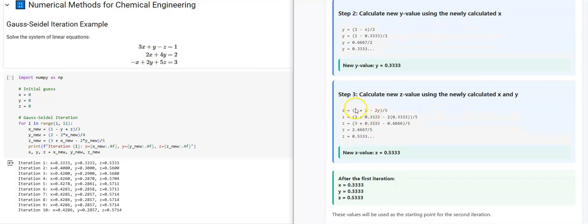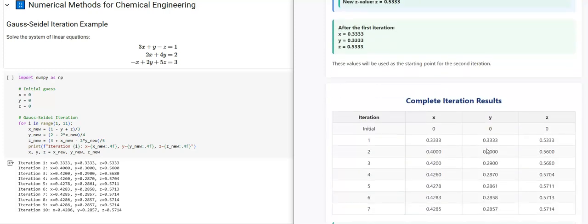Now using the new x and new y, I am going to calculate z. So z is equal to (3 plus x minus 2y) by 5. So (3 plus 0.3333 minus 2 into 0.3333) divided by 5. That will give z is equal to 0.5333. So the new z value is 0.5333. So now after the first iteration we have x is equal to 0.333, y is equal to 0.33 and z is equal to 0.5333.